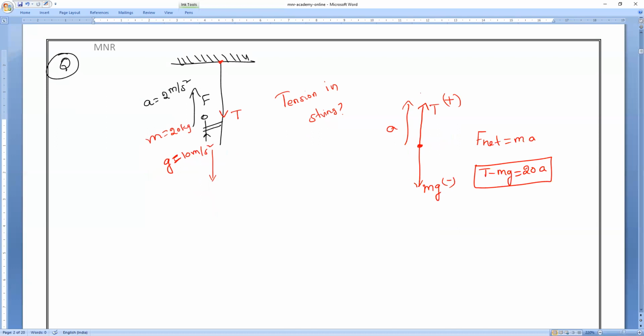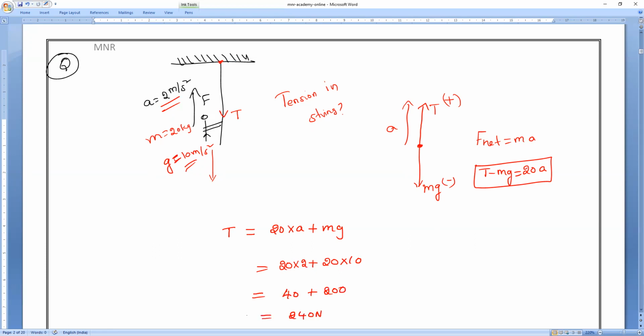Now we know the a value, the g value, and the m value, so we can find the tension. So tension T is equal to mg, where the minus moves to this side and becomes plus. Am I right or wrong? So T equals 20 into a plus mg. So 20 into a value 2, plus m value 20 into g value 10. Which is 2 twos are 40, plus 20 tens are 200.